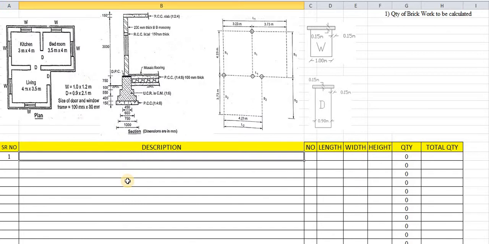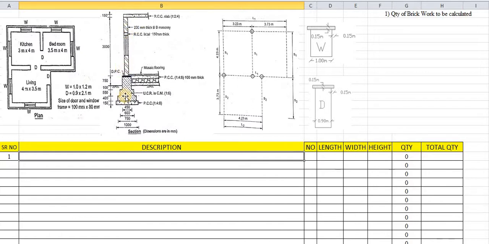While finding out the quantity of brickwork, we will see the room dimensions also. Brickwork is to be calculated by the same long wall, short wall method. One thing has to be kept in mind while calculating the quantity of brickwork: the same concept of UCR that has been used, the same concept is used for the brickwork.